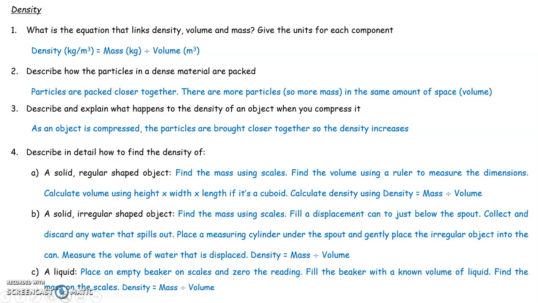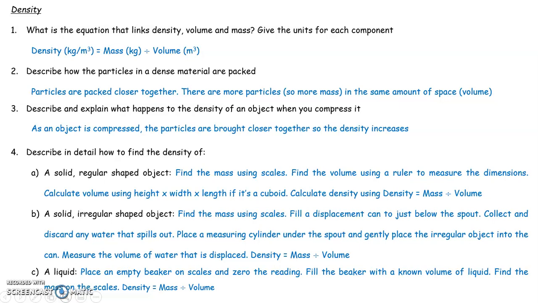So what we have to do is use the idea of a displacement can. Before we do that, we find the mass using scales. Record the mass in grams or kilograms. Then you fill a displacement can to just below the spout. You'll notice some of the water will spill out of the spout. That's fine. Get rid of that water.